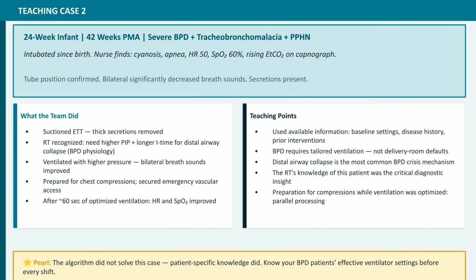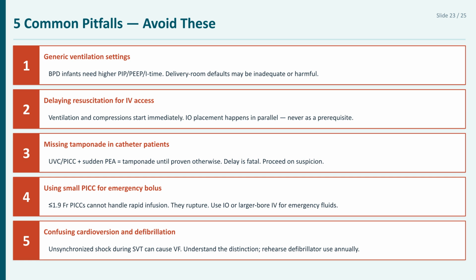Our second case involves a former 24-week infant with severe BPD and tracheobronchomalacia who suddenly became bradycardic and cyanotic. The problem was thick secretions causing tube obstruction and distal airway collapse. The key insight was the respiratory therapist tailoring ventilation settings based on patient-specific BPD physiology. Remember, the algorithm doesn't solve every case. Patient-specific knowledge does.